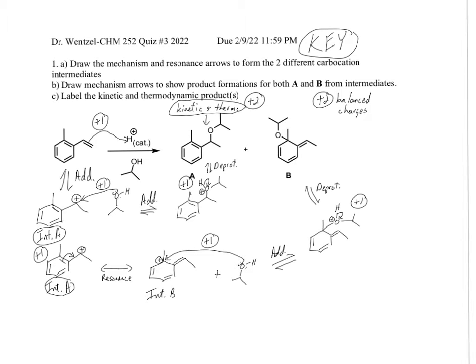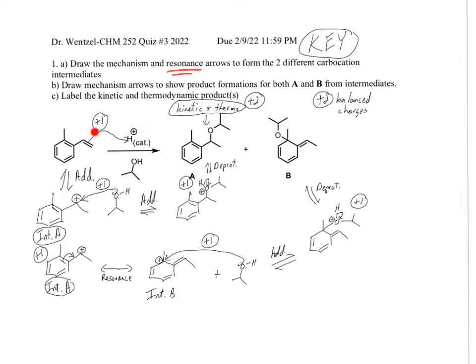All right, so quiz 3. First problem, it says draw the mechanism and resonance arrows to form two different carbocation intermediates. A lot of folks recognize this resonance arrow piece. It's really important. So the first step is pi bond reacts with H+.